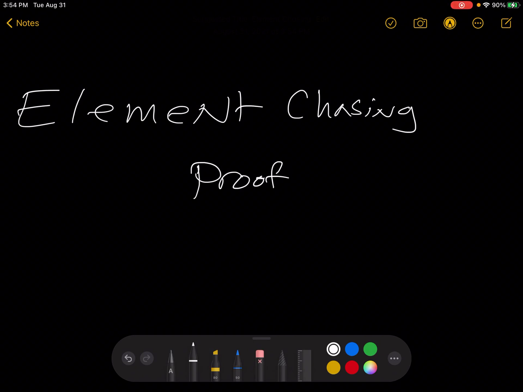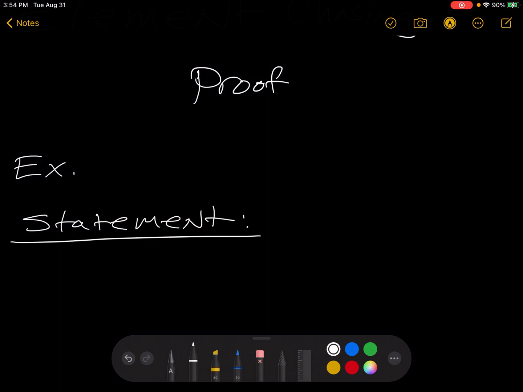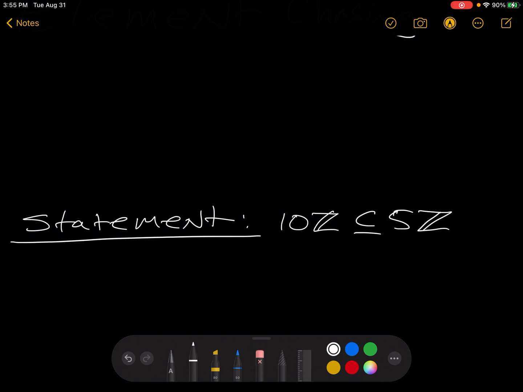In this one, I'm going to give you an example of an element chasing proof. So for an example, our statement that we're going to prove is 10Z is a subset of 5Z. And of course we want a domain, right? My domain is the integers.